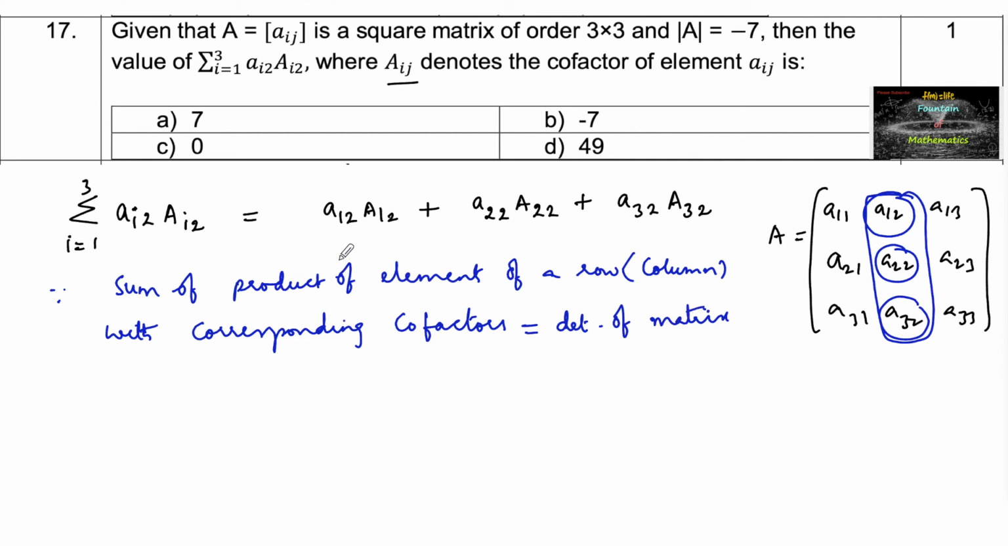So here also the same thing, sum of products of elements of the second column with respect to their corresponding cofactors, that is a12 into A12, a22 into A22, a32 into A32. Therefore we can say the summation i is equal to 1 to 3 of ai2 capital Ai2 is nothing but determinant of A, and determinant of A is given minus 7, so we can go with answer option B, minus 7. Okay.